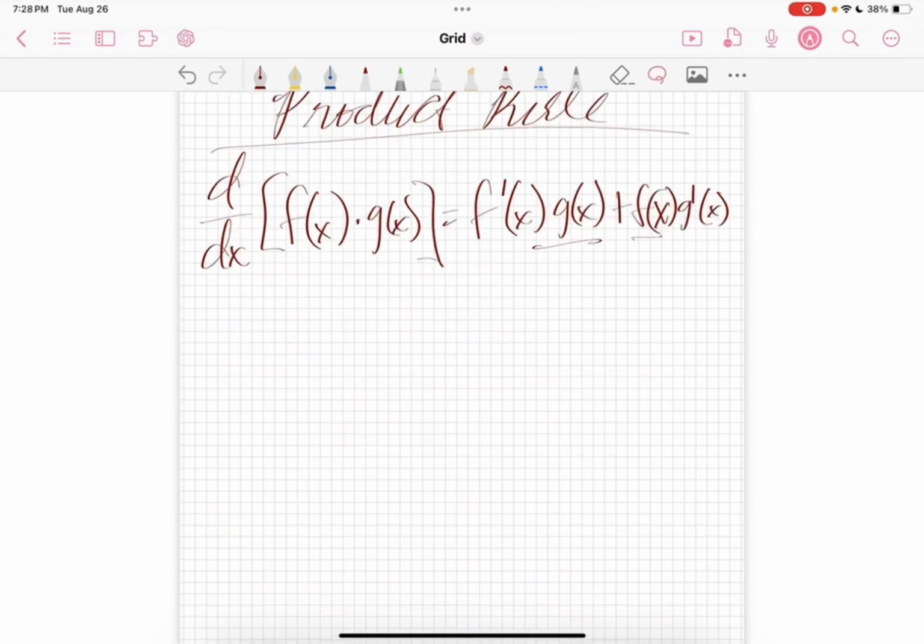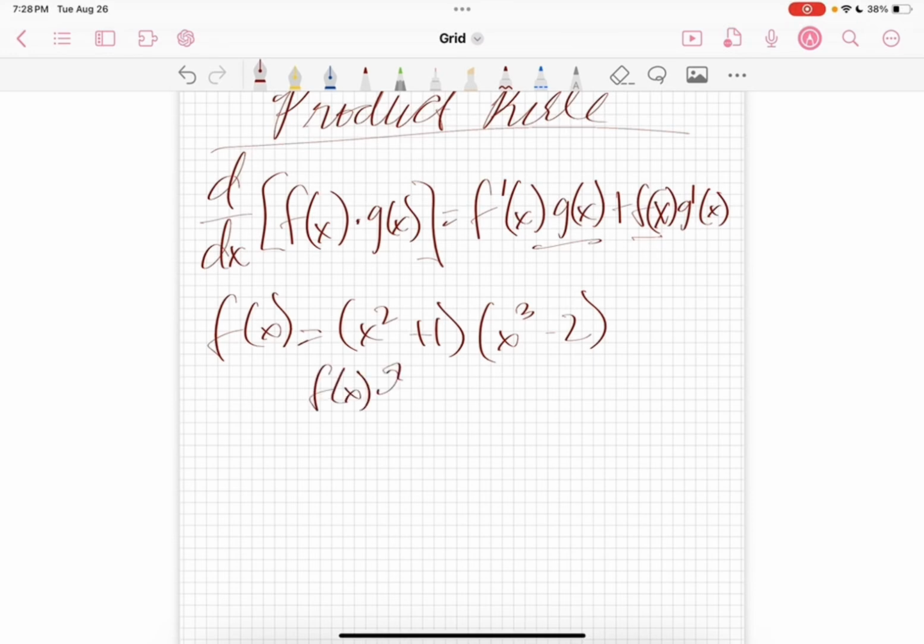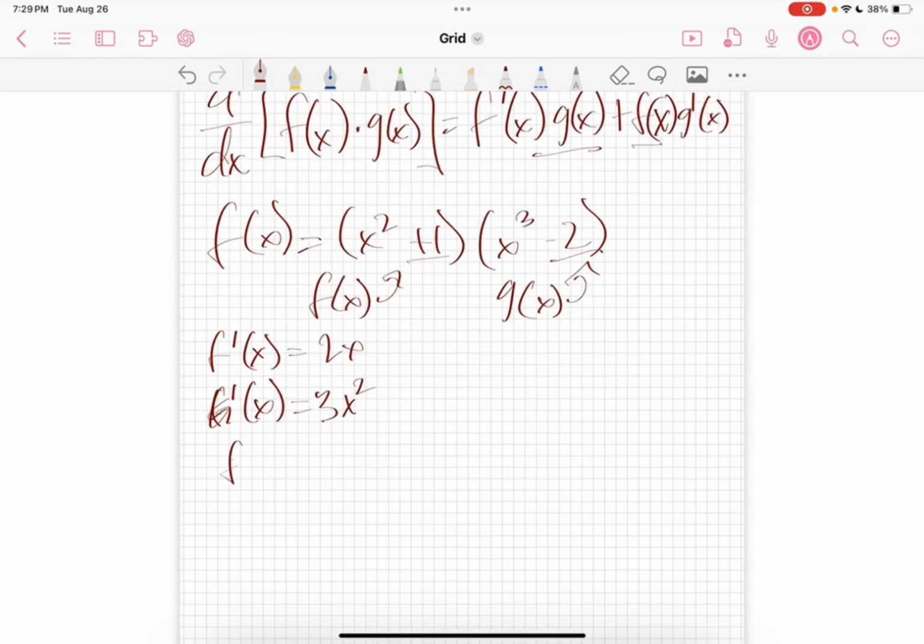Let us try with a polynomial example. We are given x squared plus 1 times x cubed minus 2. We identify both functions. f of x is that, and g of x is x cubed minus 2. And to find the derivative, f prime x is 2x, constants equals 0, and g prime x equals 3x squared. If applied to the product rule, we get f prime of x equals 2x.